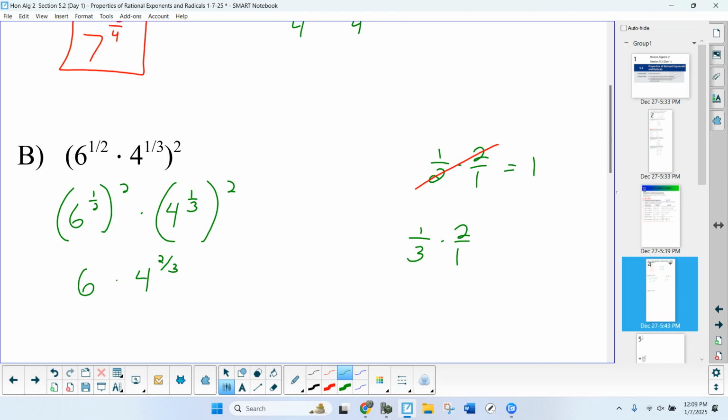Now, can I simplify 4 to the 2/3 at all? You cannot. This one's kind of weird. So we're done at this point in time on this one because you cannot. Can I take the cube root of 4? No. And if I square it first and get 16, can I take the cube root of 16? No. So I'm done.